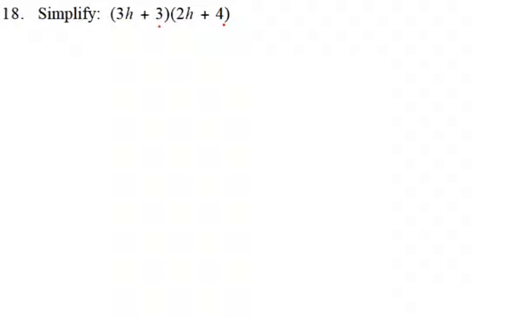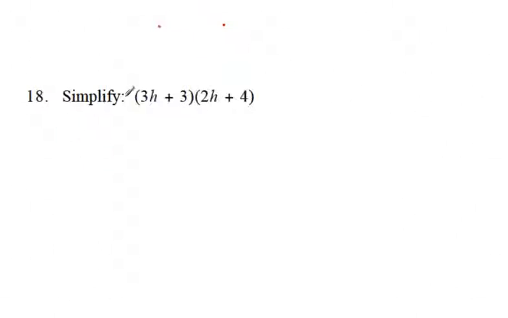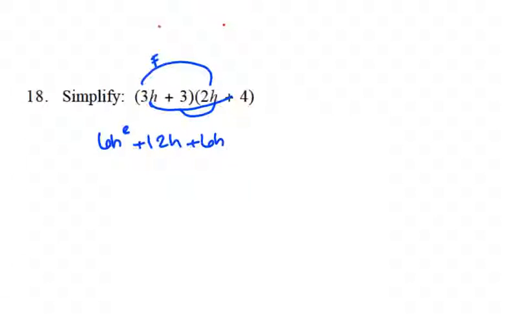So this is just another foiling. You can see, pull this down. First, 3h times 2h is 6h squared. 3h times 4 is 12h. 3 times 2h, 6h. And 3 times 4 is 12. All right, that's h squared, because that was h and h. There's nothing going on there.